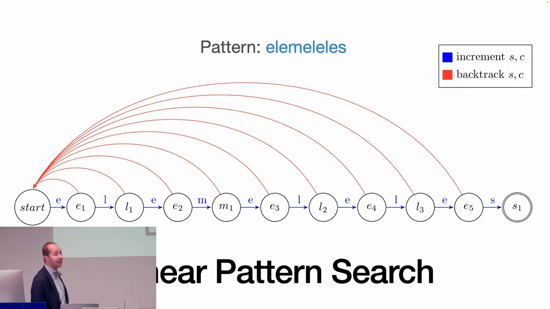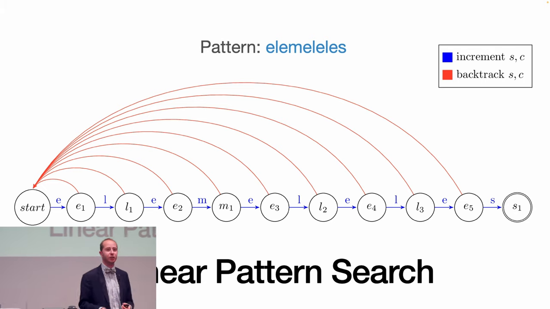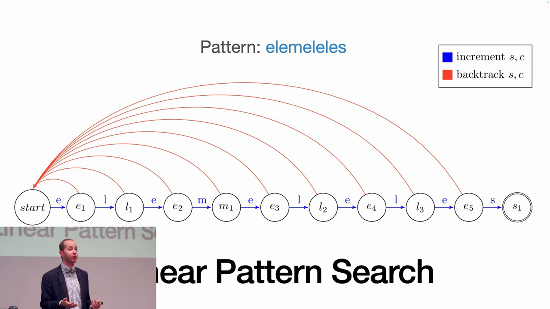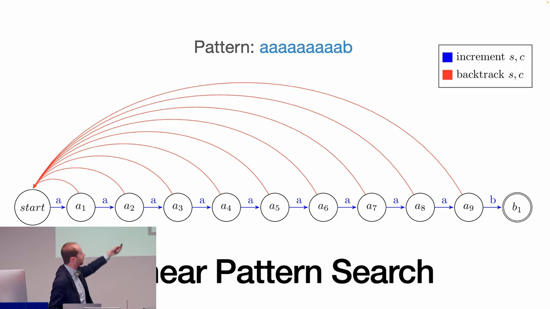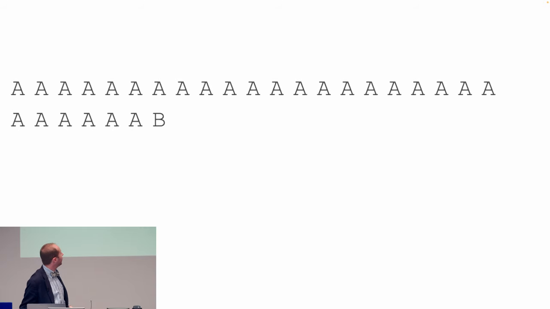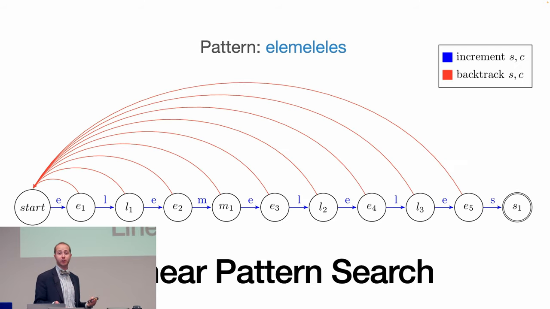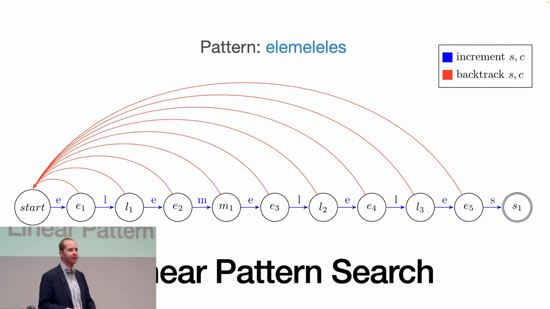This is a slightly different pattern that we're searching for, and you'll notice the state diagram is again the same. We're not taking advantage of any special features of the pattern. Last time we could have taken advantage of the fact that there were lots of A's in the pattern, and so that allows us to skip some number of A's. This pattern has a different structure. It's not all A's, but there might still be some optimizations that we could make to this state diagram.